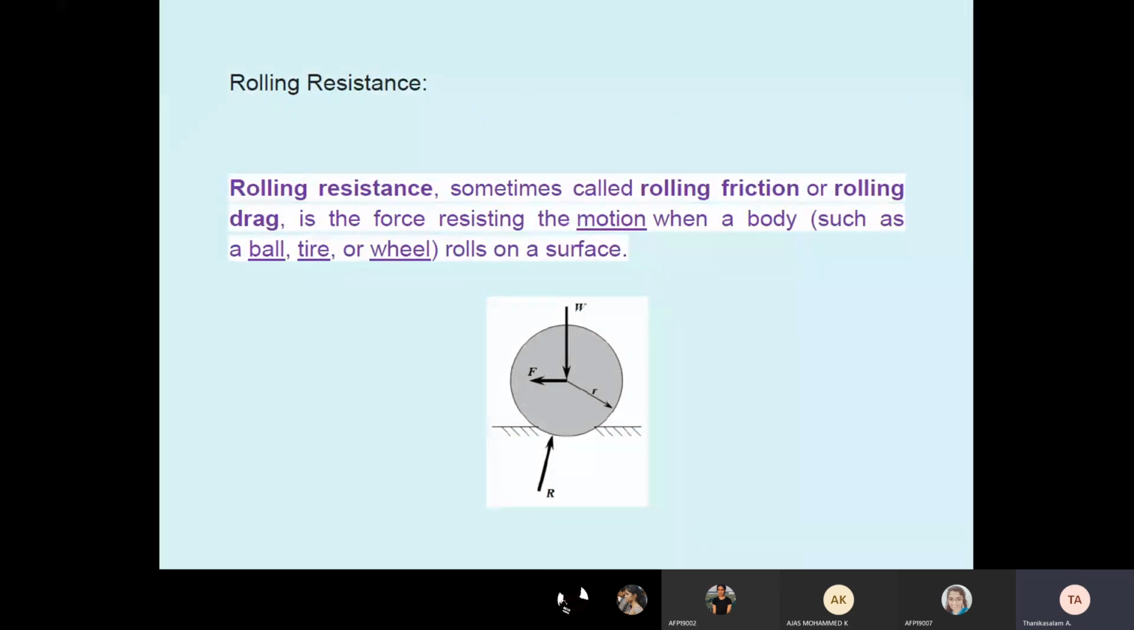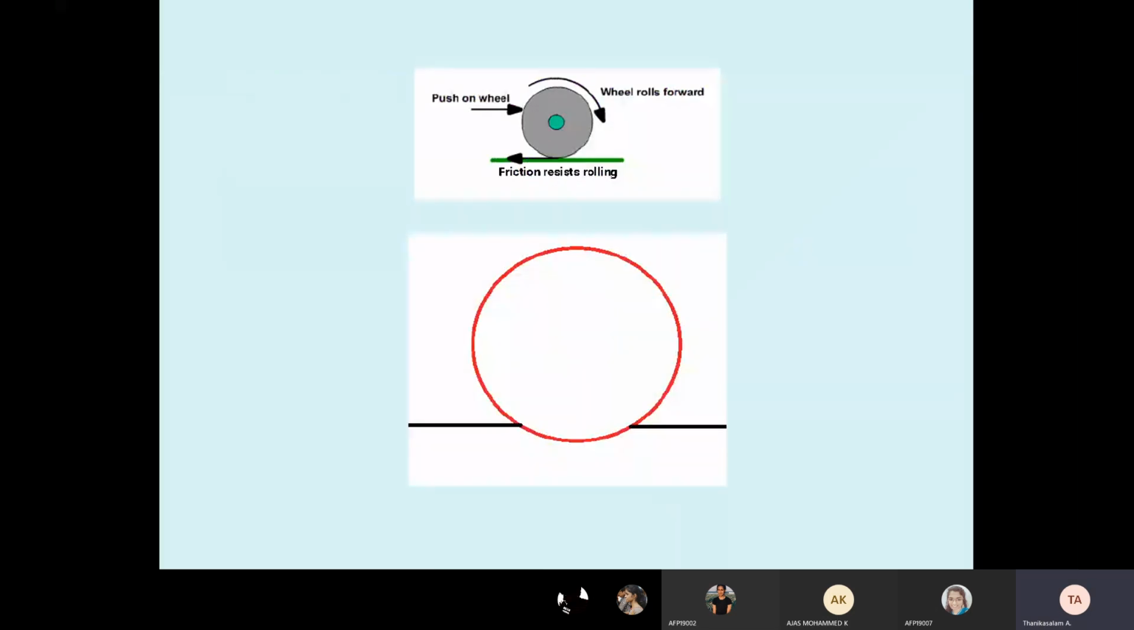For this rolling resistance, just imagine I'm pushing the wheel. Therefore the wheel rolls forward, so friction is resisting, acting in the opposite direction. See this wheel on the road; suppose it is a sand road, or a road with no tar. Definitely some portion of the tire will be in contact, not a single point. I told you when it is in contact, there is always a reaction. So at the contact point of the tire, the reaction acts on this side. Suppose the wheel is rotating clockwise, going to the right side. So the reaction is not at a single point.